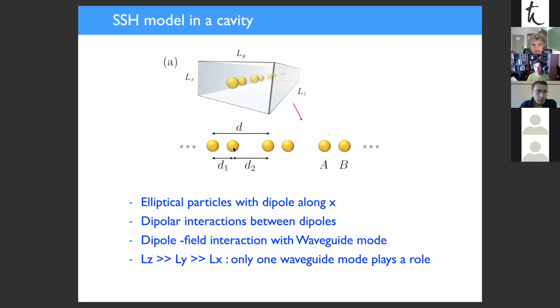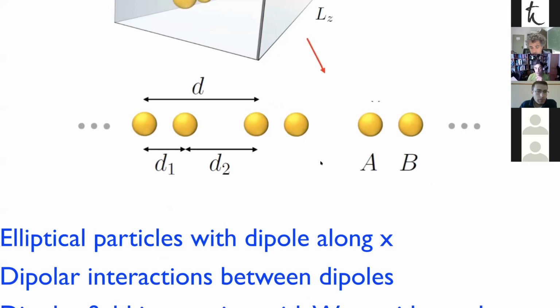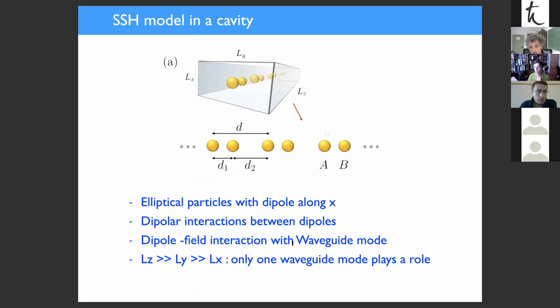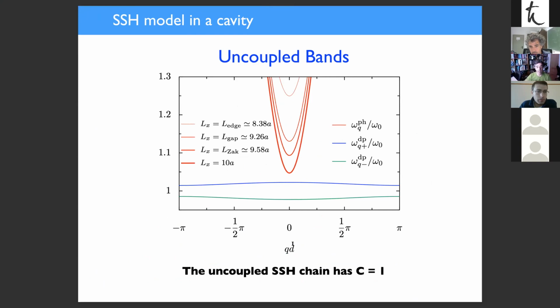And on top of that, we are going to include this system in a rectangular waveguide with the condition that it is very long along the direction of the chain of particles, and much larger in the y direction than in the x direction. So we adjust everything so there is only one waveguide mode playing a role in this system. All the other modes are much higher up in energy.